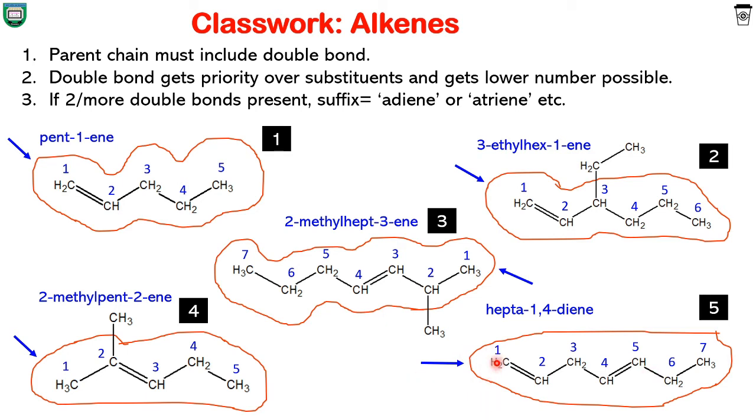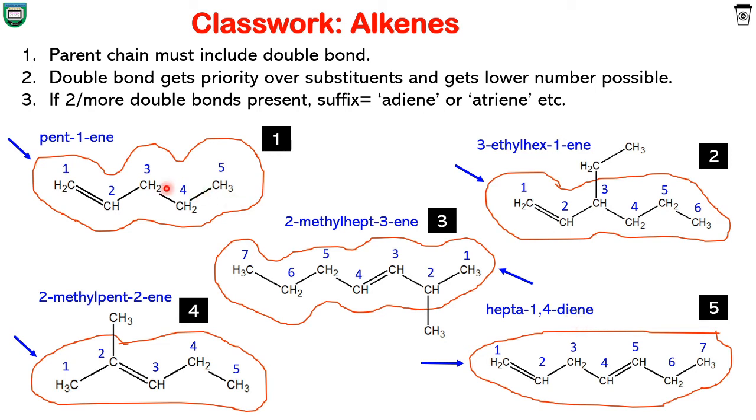So in this case, there are two double bonds at the first and fourth positions. This molecule has 7 carbon atoms, so we use hept, and we also add a, hepta. So hepta, and at the first and fourth positions we have two double bonds, 1,4-diene. So make sure you are putting a for 2 or more double bonds. So hepta-1,4-diene.